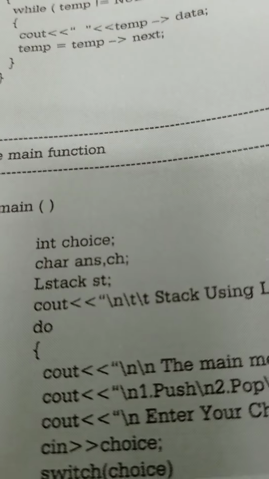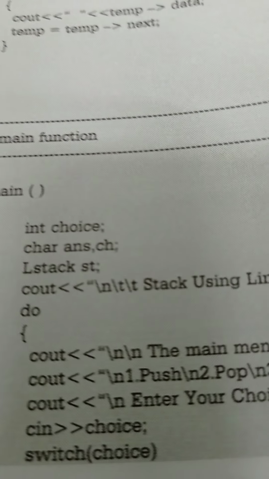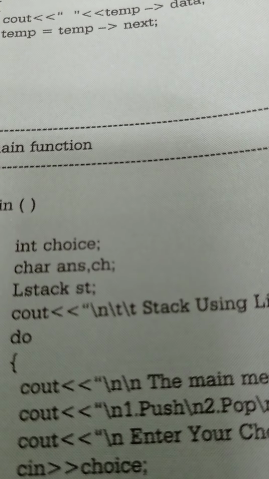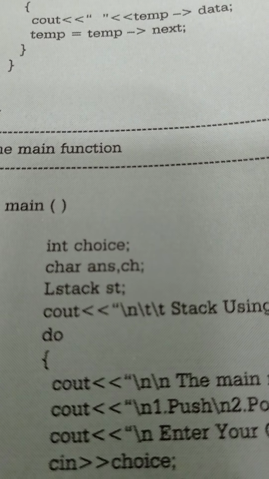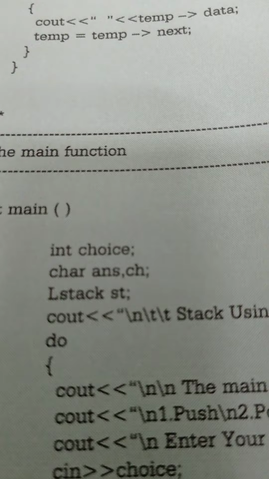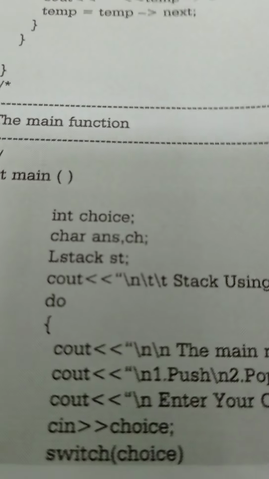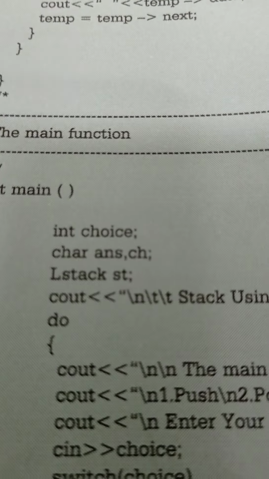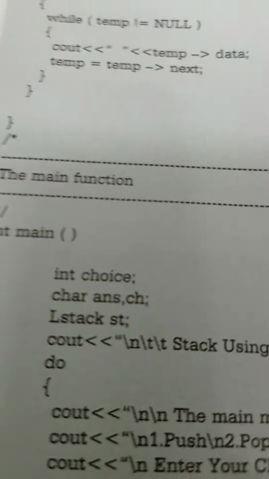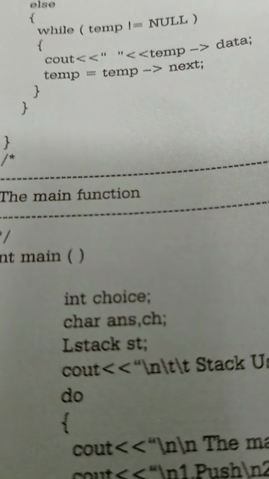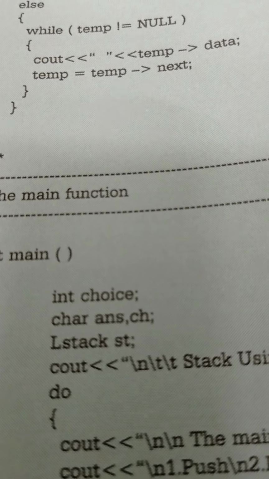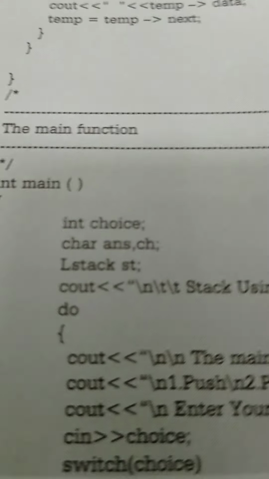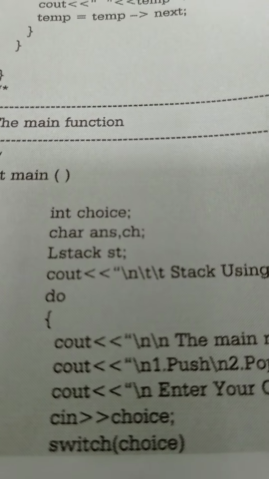Int main, int choice, clear, char, answer, ch. These we have to mention. Suppose we take the variable choice, what type of variable is it? Either it is int, float, everything we have to mention. Therefore, we have mentioned the data type of these variables: what type choice is, what type answer is, what type ch is. We have declared the data types of the variables.